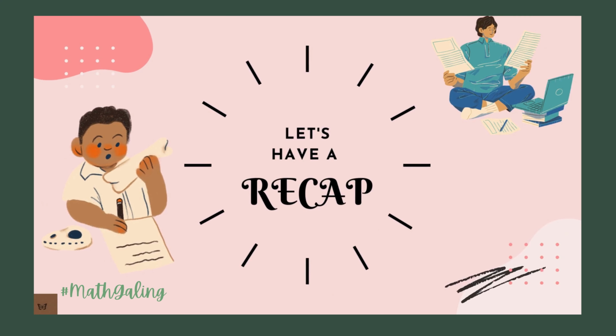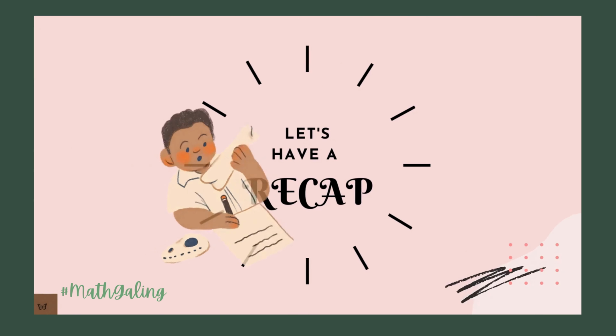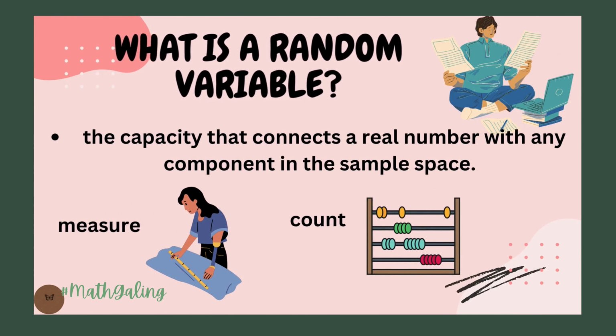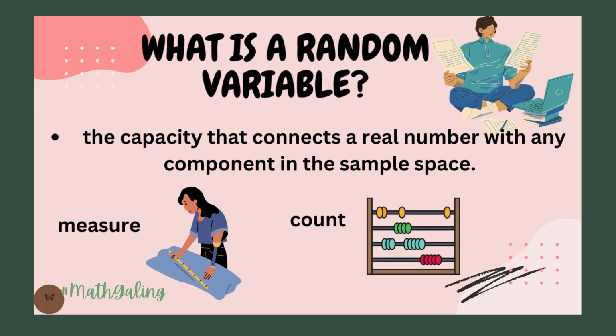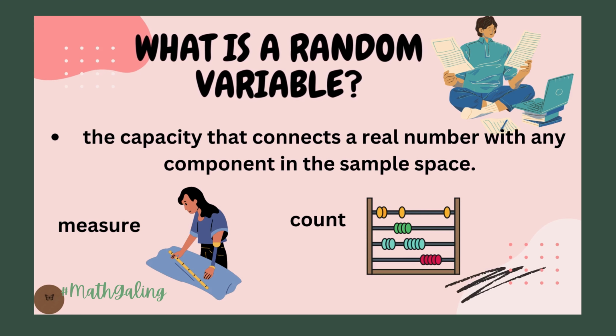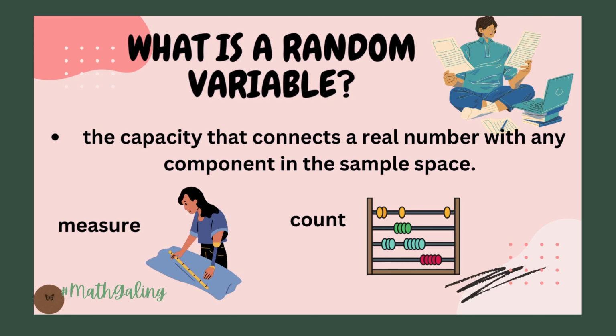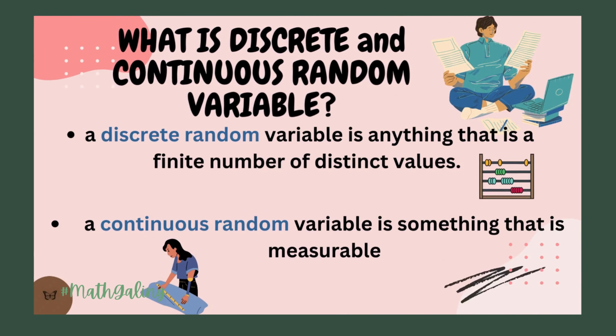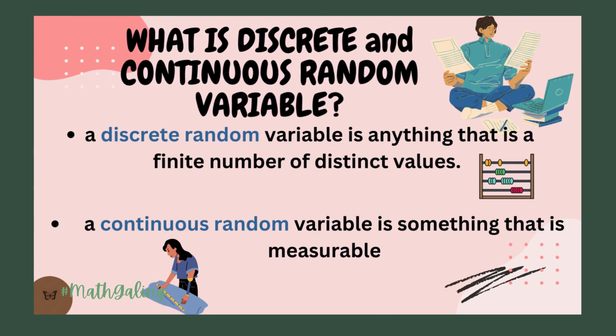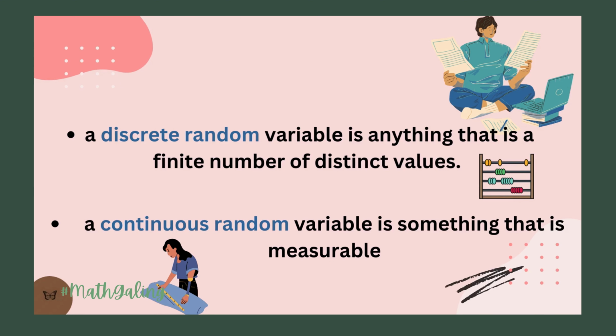Before we proceed, let's have first a recap. What is a random variable? It is a function that connects a real number with any element in a sample space. So it is something measurable or countable. What is a discrete and a continuous random variable? A discrete random variable has a finite number of distinct values, while a continuous random variable is something that is measurable.